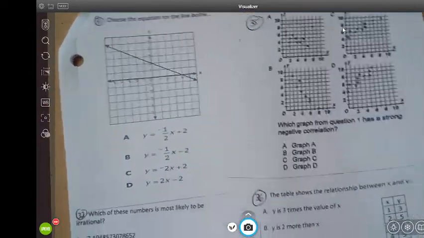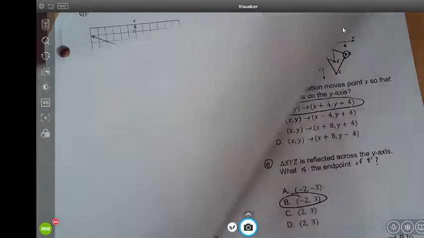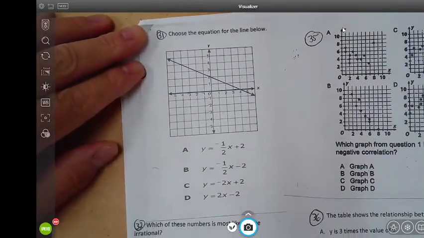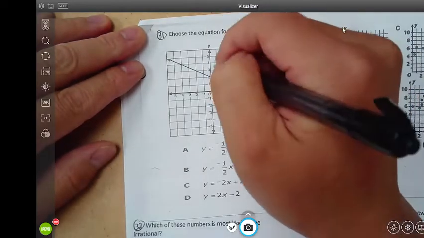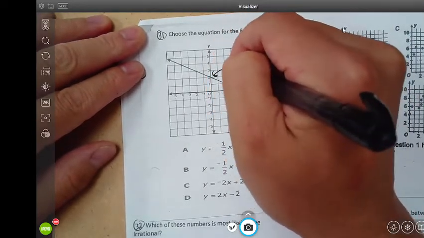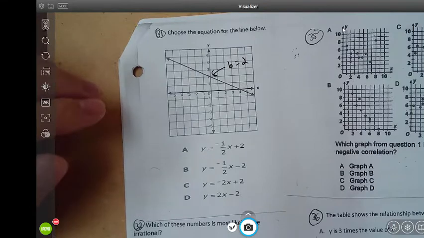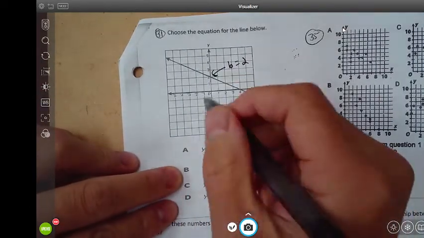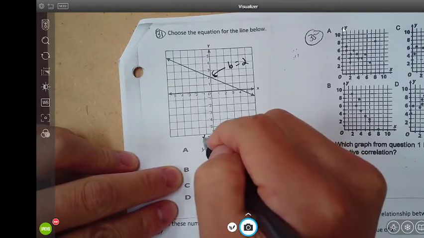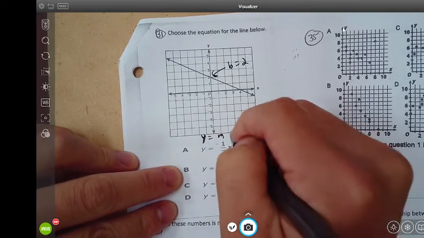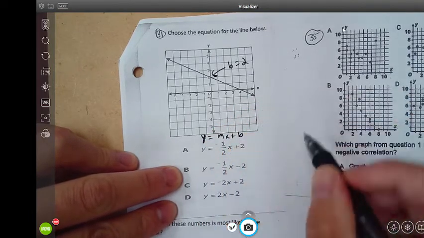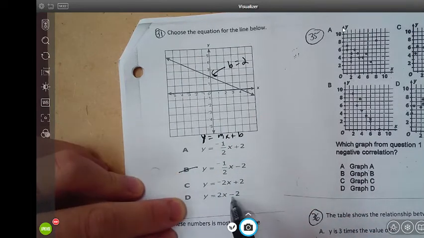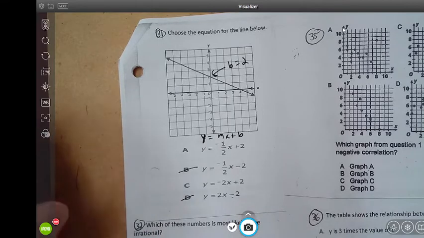Okay, I think this is the last page. Yes, okay. So for 31, choose the equation for the line below. It looks like the y-intercept right there, b, is 2. Okay, it's a positive 2, so let's look at our options here. For y equals mx plus b, it looks like b is a negative 2 y-intercept, right? So is D, negative 2 y-intercept.